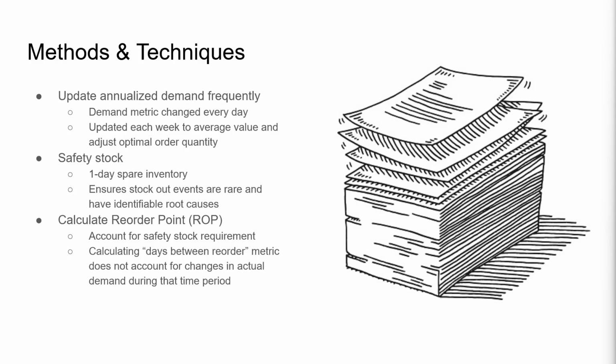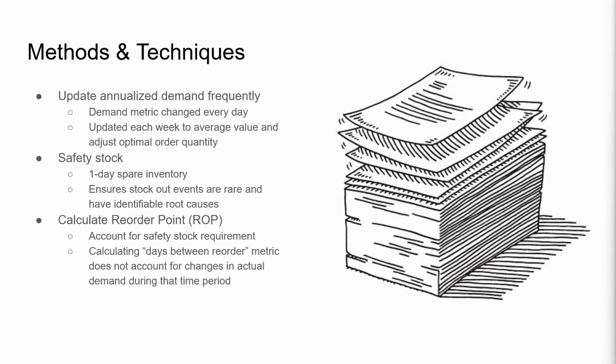The final technique used in this simulation was the calculation of a demand-based reorder point. The basic economic order quantity model gives us the number of days between replenishments, but this does not account for changes in demand during those periods. Taking the extra step to calculate the quantity-based reorder point gives us a fixed trigger point that changes with the current annualized demand.